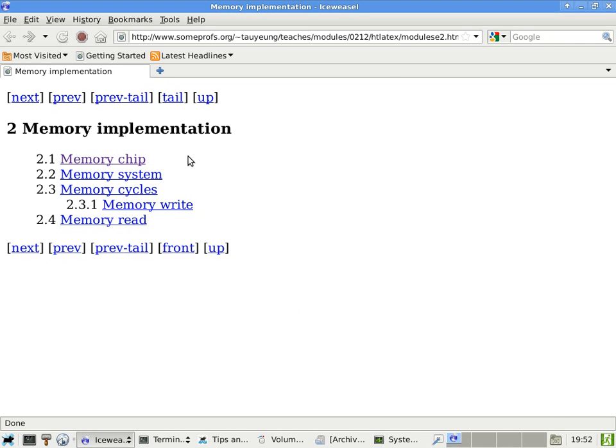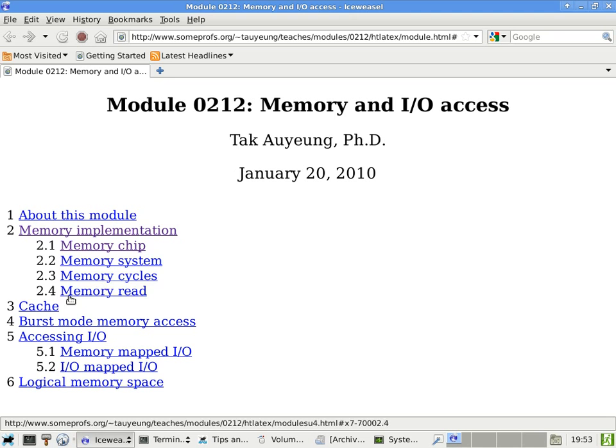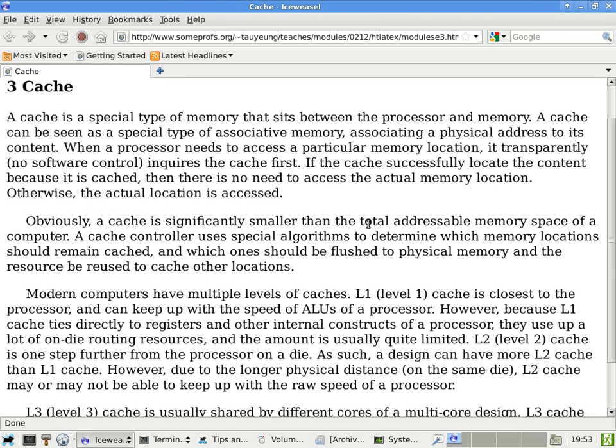So that's the memory implementation. And now we have cache. Cache is just a discussion here. Cache is a special type of memory that sits between the processor and main memory. A cache can be seen as a special type of what we call associative memory, associating a physical address to its content. Now, usually it's not by every location. In other words, you don't have addressability like single bytes. You usually have a block in this case.